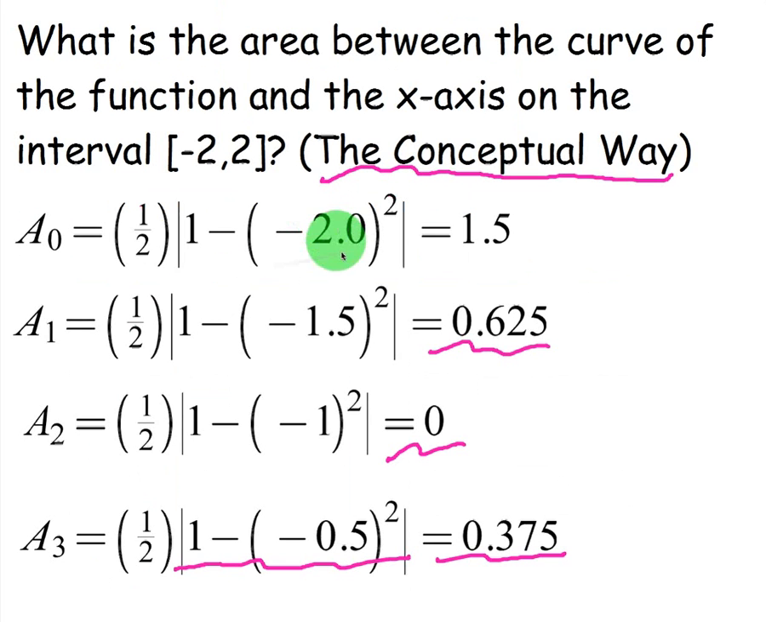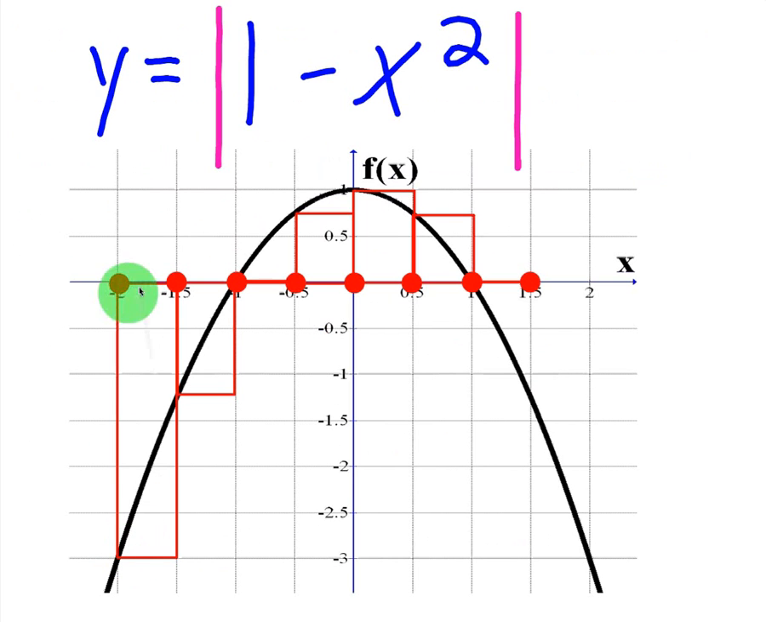And that's confirmed by this expression. It would be 1 minus 4, which is -3, but we have to take the absolute value of that to give the height of the rectangle, which is 3. If you take 1/2 times 3, you get 1.5, which is the area of this first rectangle.